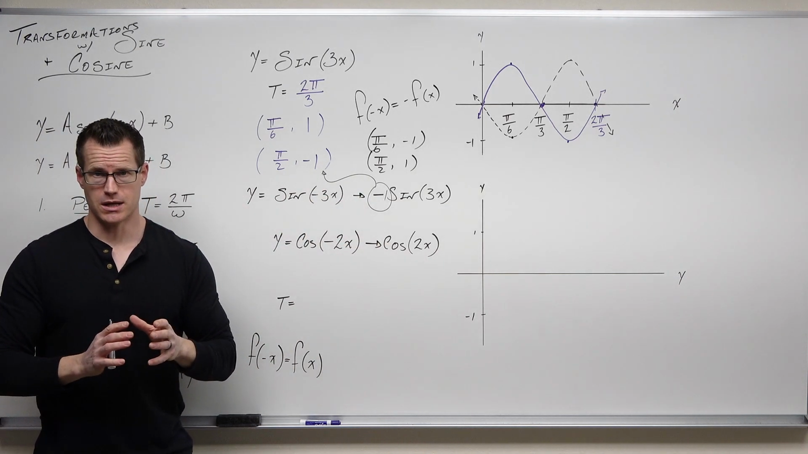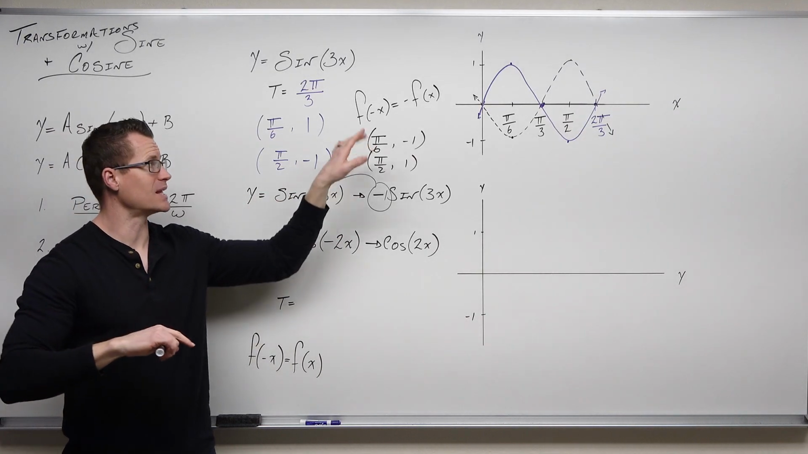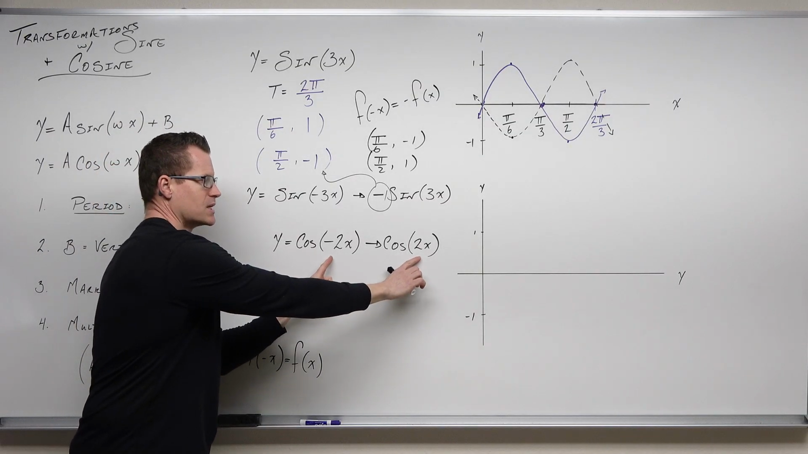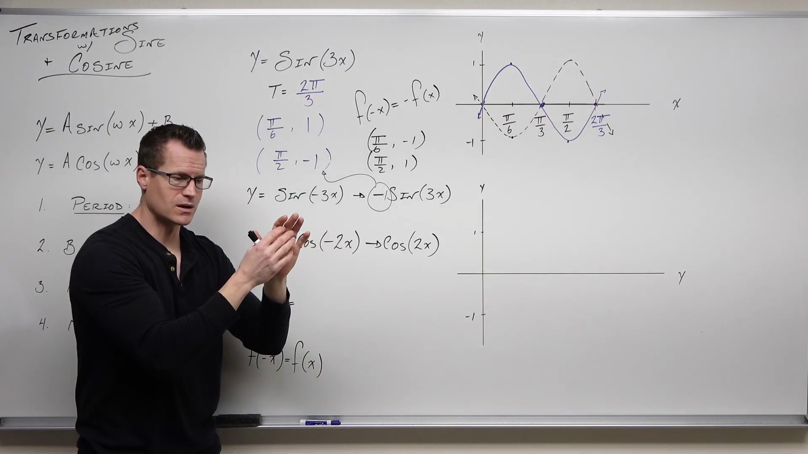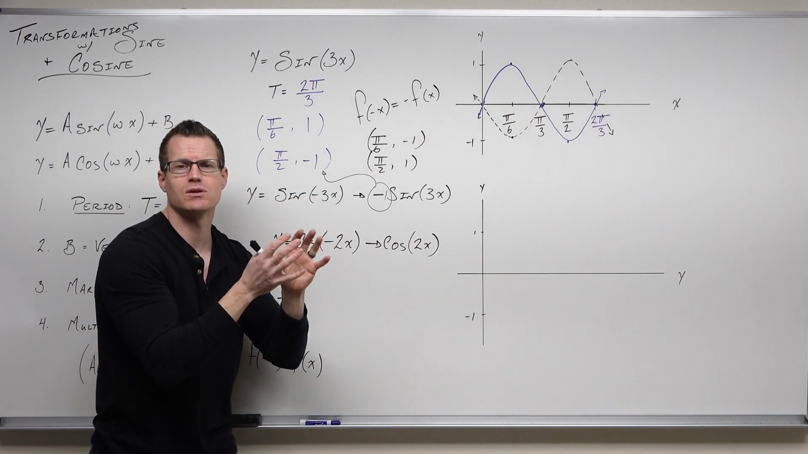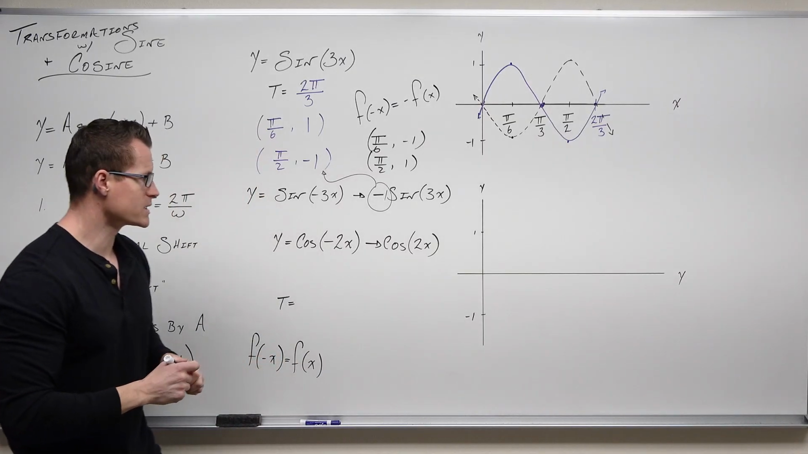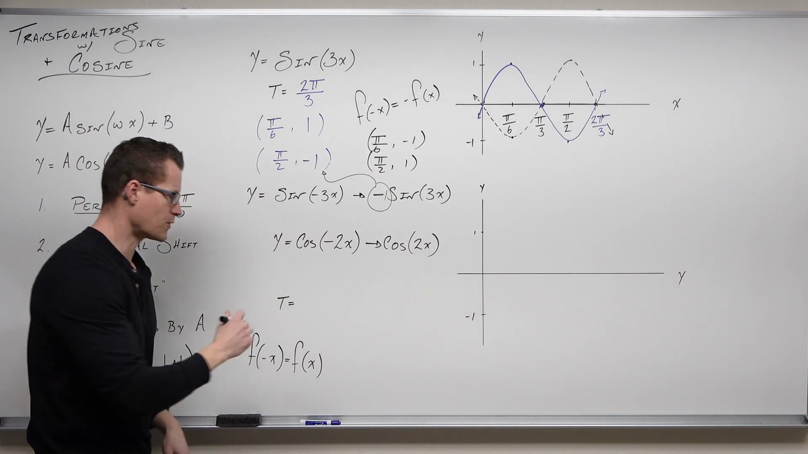You're not factoring the negative. Sine's odd, so opposite inputs give you opposite outputs. That's what this is saying. For cosine, cosine's even. Opposite inputs give you the same output. So in other words, cosine of a positive angle or opposite negative angle is giving you the same cosine. We studied that a long time ago, but this is how we deal with it. So at this point, we'd say, okay, now we're dealing with cosine of 2x. Let's talk about the period first.